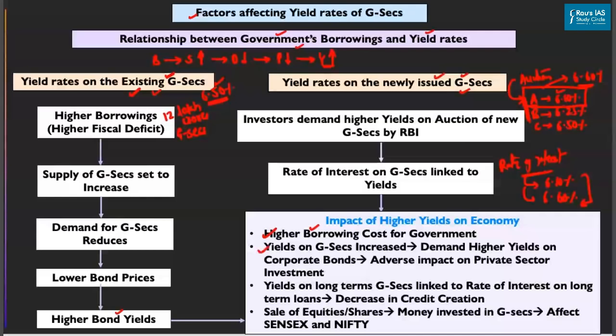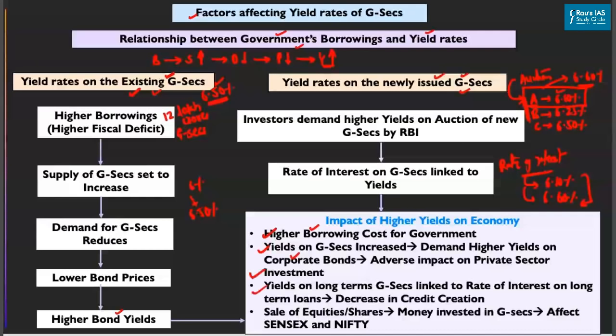Secondly, if the yield rates on the government securities keep on increasing, the investors would expect higher yields even on the corporate bonds. So let's say earlier the yield of the corporate bonds was equal to 6%. Now they would probably expect a yield of 6.50% simply because the yield rates on the existing government securities have increased. So if the yield rates on the corporate bonds increase, obviously the corporates would be required to borrow money at a higher rate of interest, and thus this will have an adverse impact on the private sector investment.